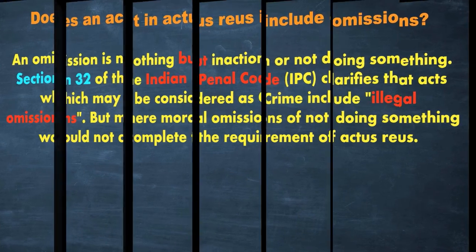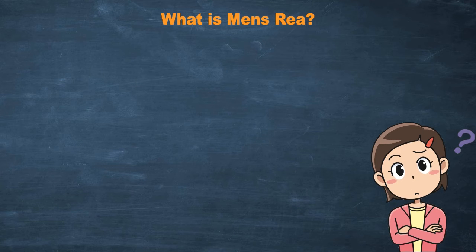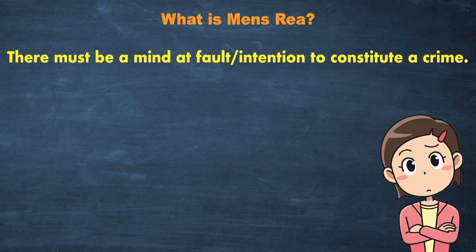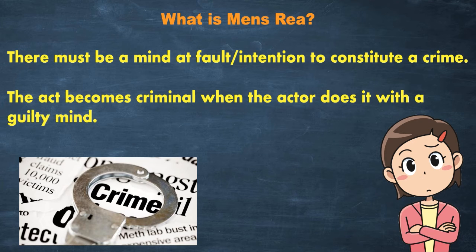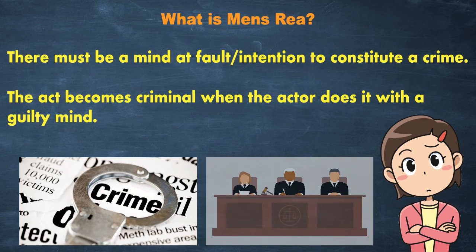Now, the next point we have is mens rea, that is guilty mind, intent, also known as ill intention. Mens rea constitutes a mind at fault, an intention to constitute a crime. The act becomes criminal when the actor does it with a guilty mind. I believe this is very simple and you can understand. In India, the word mens rea as such is not defined in the IPC, but its essence is reflected in almost all the provisions of the code.